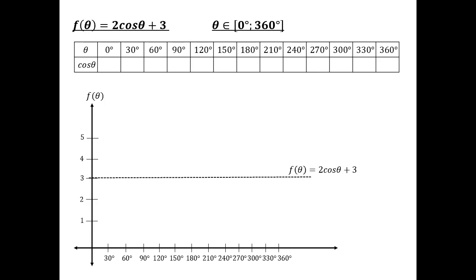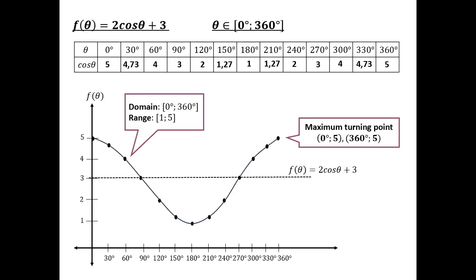The vertical shift of +3 will then elevate the whole graph so that the midline, which is normally at y is equal to 0, is now at y is equal to 3. Thus, the new maximum value will be 5 and the new minimum value will be 1. The domain indicates that we will plot the graph from where theta is equal to 0 degrees to where theta is equal to 360 degrees, showing one complete cycle of the cosine function. So what we'll do next is we'll complete this table by substituting the values for theta. And then we'll plot all the points and join the points with a smooth curve.